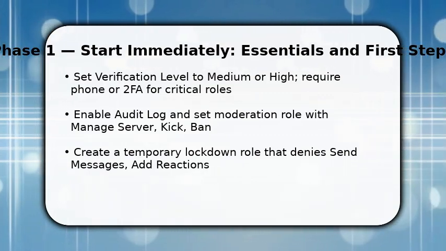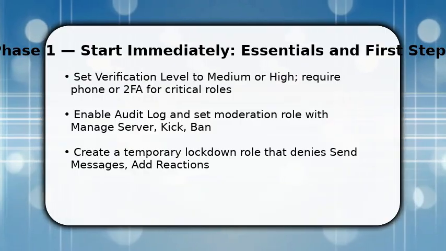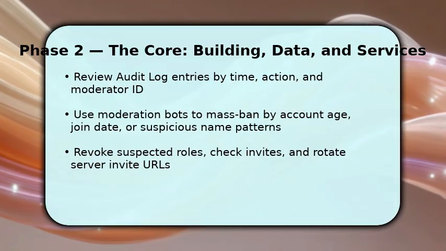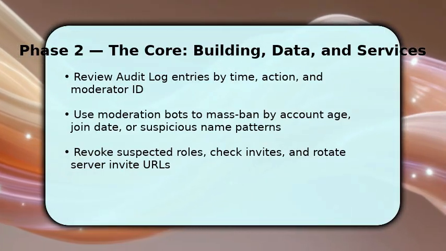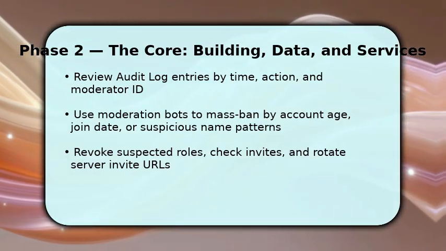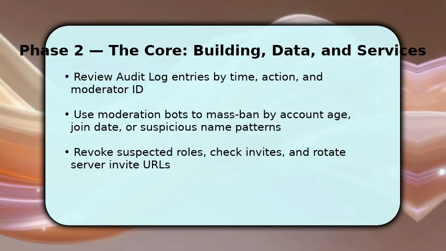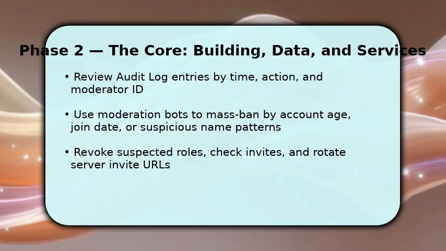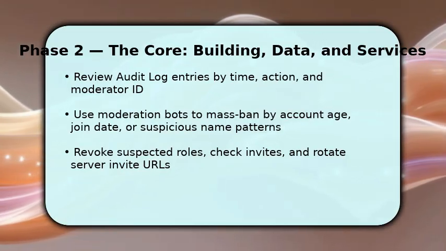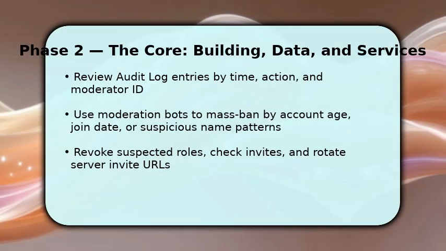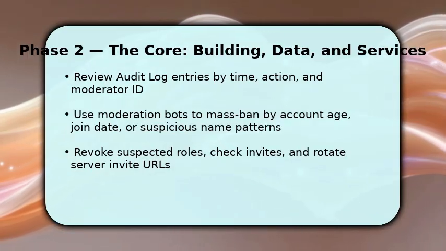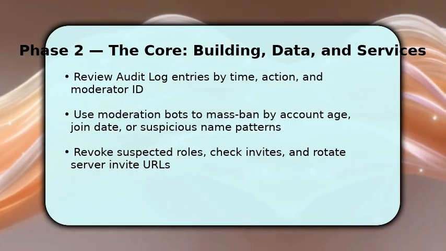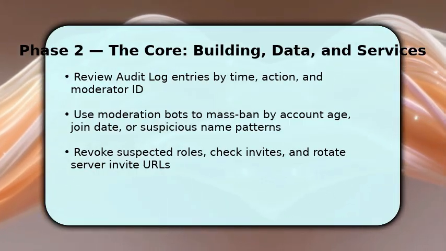Now you dig through evidence, scan the audit log for burst joins, mass message deletions, and role changes, filtering by time and action. Use moderation bots to mass ban accounts matching criteria: new account age, identical username patterns, or same join timestamp. Revoke any roles that were assigned during the incident and immediately rotate all server invites to invalidate compromised links. Once done, whitelist trusted bots and accounts to prevent false positives while you clean up.